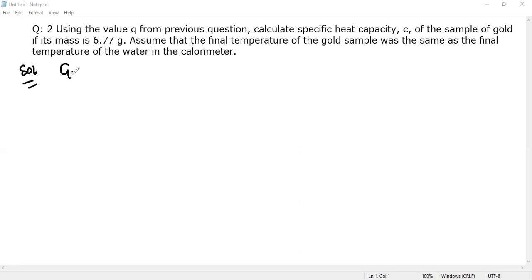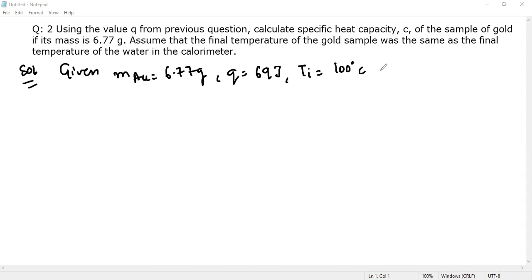So let's go ahead and write what's given here. Let's pick the information. What's the mass of the gold? First of all, we are given the mass of the gold. Gold has the symbol Au. It's 6.77 grams. And then you have the Q value, and that's given. He told us to use it from the previous question. We just calculated it was 69 joules. And what else is given? T initial, Ti, is 100 degrees Celsius, right? And then what is T final? It is 21.33 degrees Celsius.